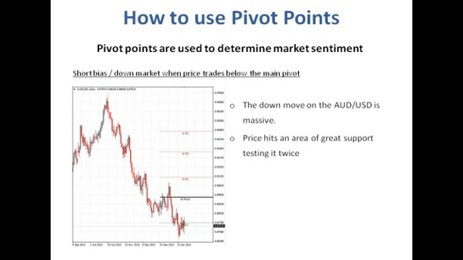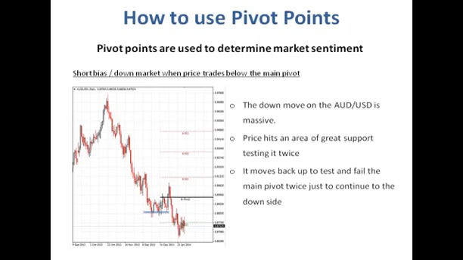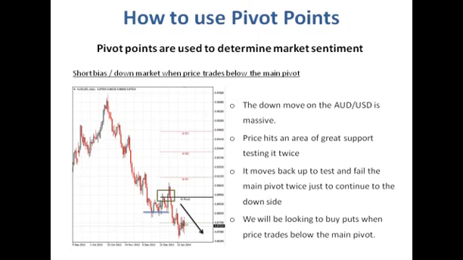Price hits an area of great support, testing it twice right here. So we might think that we have a reversal trading play. But wait a minute. It moves back up to test and fail to break the main pivot twice, just to continue to the downside. So we will be looking to buy puts when price trades below the main pivot.